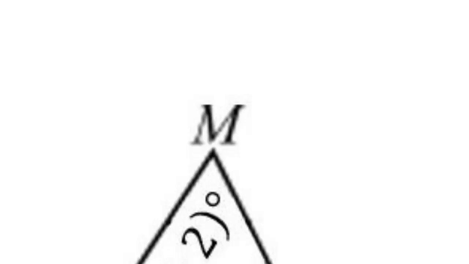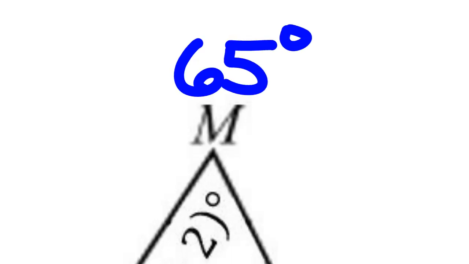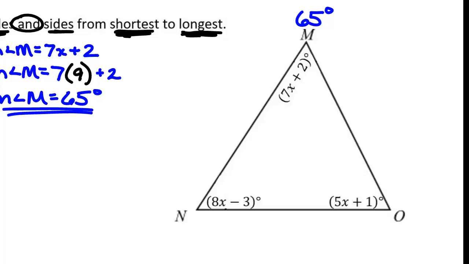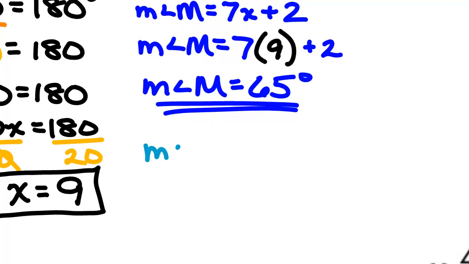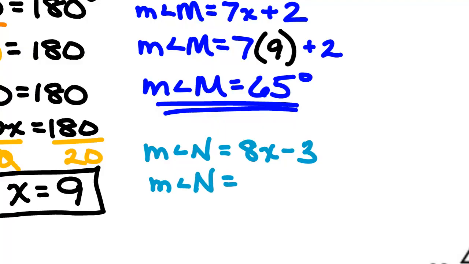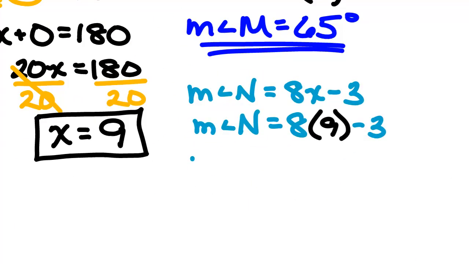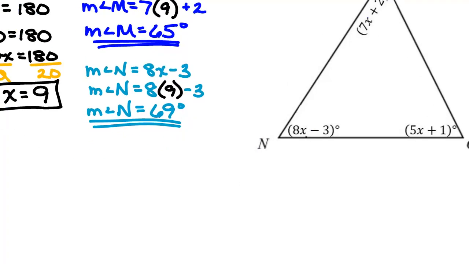I'm going to add that to my picture right here. Then we need the measure of angle N. Measure of angle N is equal to 8x minus 3. Measure of angle N equals 8 times 9 minus 3. What is 8 times 9? 72. And 72 minus 3? 69. So the measure of angle N is 69 degrees. So I'm going to put that right here.